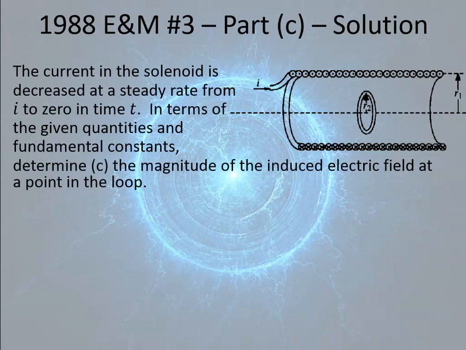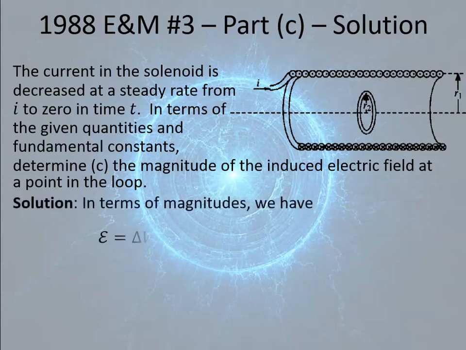And part C, the magnitude of the induced electric field at a point in the loop. Well, we know something about electric fields and potential differences. The magnitude of the potential difference is equal to the integral of the magnitude of the electric field. Notice that I did not put in a minus sign because we're interested in magnitudes here. And since this is happening at a steady rate, the electric field is going to be constant everywhere in this loop if it's a constant geometry, constant resistivity loop. We get that coming out of the integral.